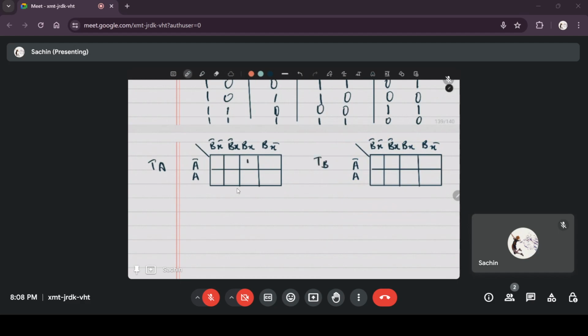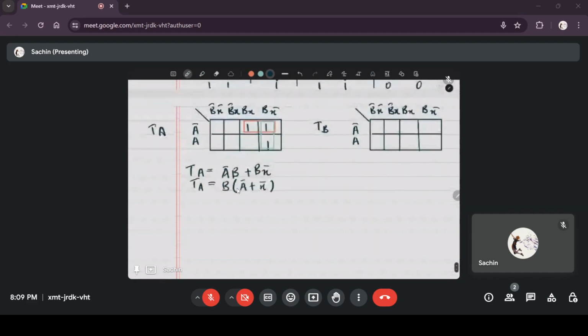TA you have a 1 in these 3 places, which gives you 2 pairs, which gives you TA is equal to, from the pink pair you get A prime B, from the blue pair you get BX prime. So it's B into A bar plus X bar.